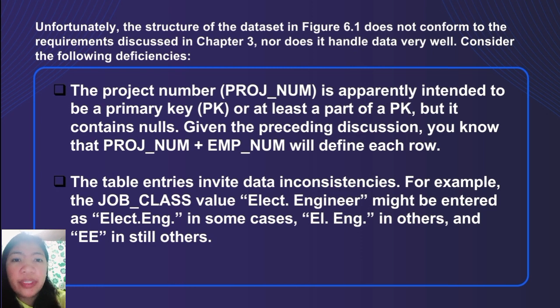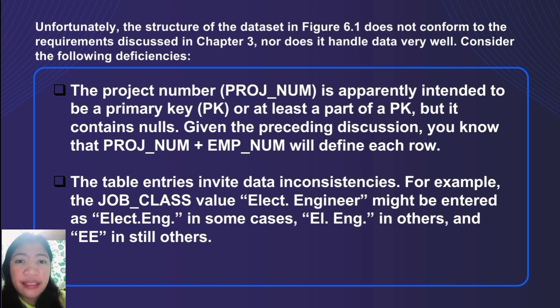Considering the following deficiencies, the project number is apparently intended to be a primary key, or at least a part of a PK, but it contains nulls. Given the preceding discussion, you know that project number plus employee number will define each row. So in the data set shown in figure 6.1, there are some deficiencies in the structure and handling of data. Firstly, the project number is intended to be a primary key or part of a primary key, but it contains null values.